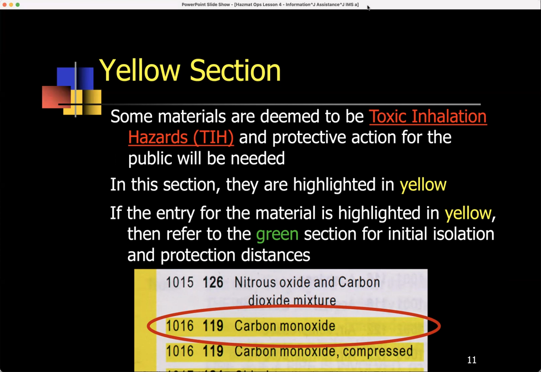So continue with our example of carbon monoxide. It is highlighted yellow. So before you go to the orange guide page, or if you have 2 books, have one person go into the green pages, one person go into the orange pages. You have to look in both places.